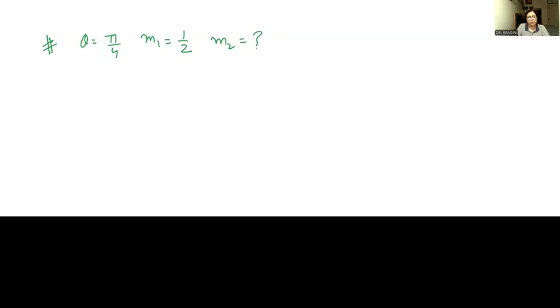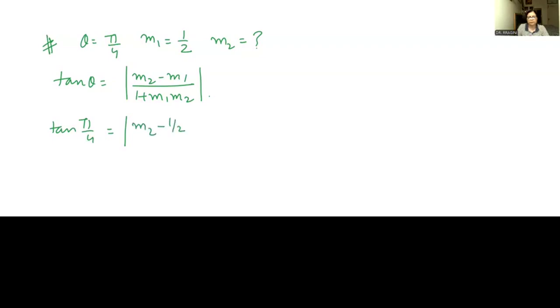So I'm using the formula here. Tan theta is (M2 minus M1) upon (1 plus M1 M2). Tangent of theta is given here as pi by 4. M2 we have to find. M1 is half, so 1 plus M2 by 2, as M1 is 1 by 2 and 1 by 2 into M2 is this. Now we can solve this, as tan pi by 4 is 1, the tangent of 45.